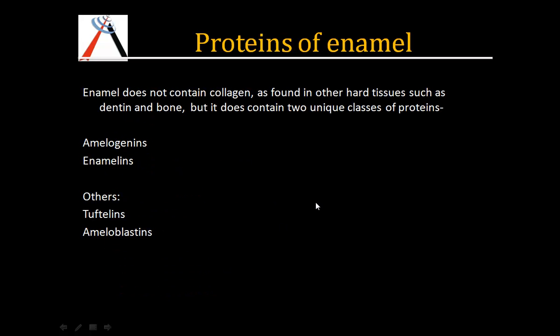Talking about the proteins of enamel. Now, enamel does not contain collagen as it is found in the other hard tissues like dentine and bone, but it does comprise of proteins, the most important being amelogenins. Apart from amelogenins, it also comprises of proteins like the enamelins, the tuftelins and the ameloblastins.